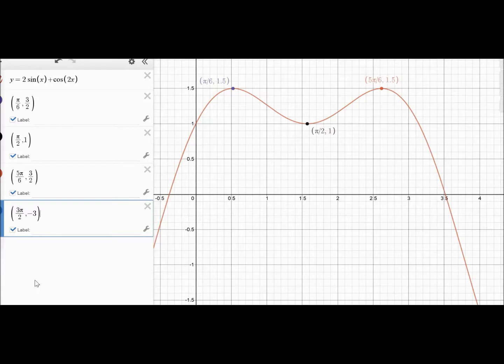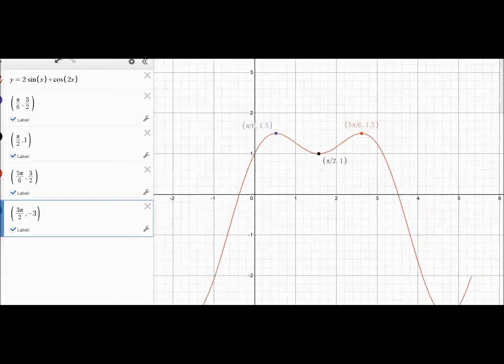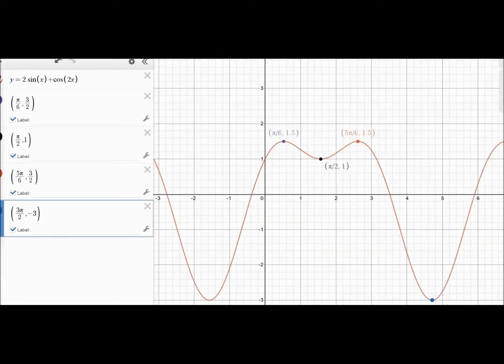And so we said that pi over 6, 1.5 was a max, and look at it up there. It is definitely a max. And we said that pi over 2, 1 was a minimum, and it is a minimum. And we also said 5 pi over 6, 1.5 was a max. But look, 3 pi over 2, -3 fell off my graph. But it was down there at -3. So let me scoot out just a little bit. You want to make sure you see everything you're looking for. And there he is, down there.